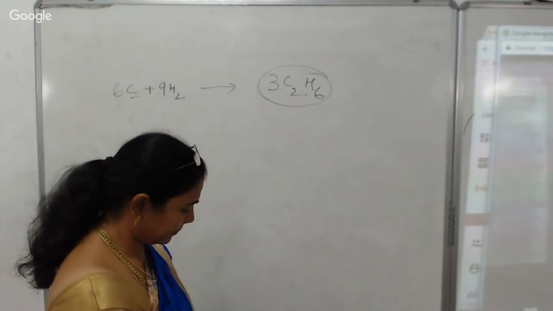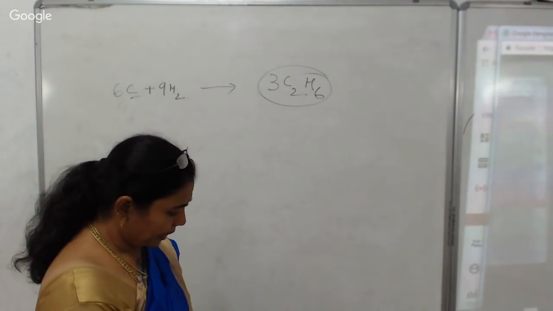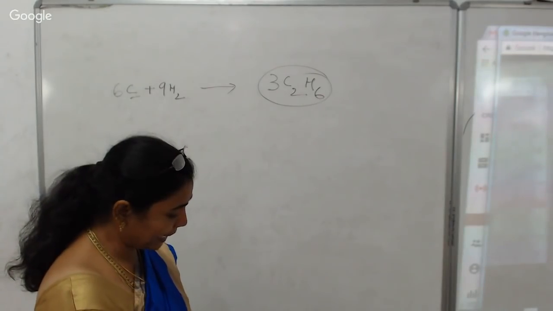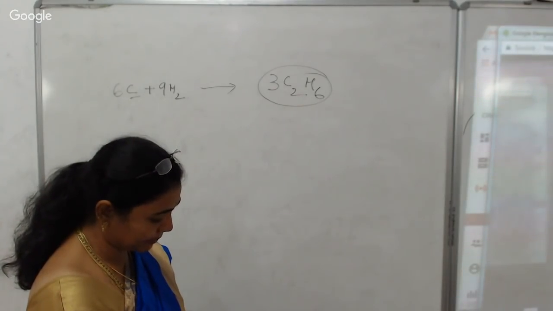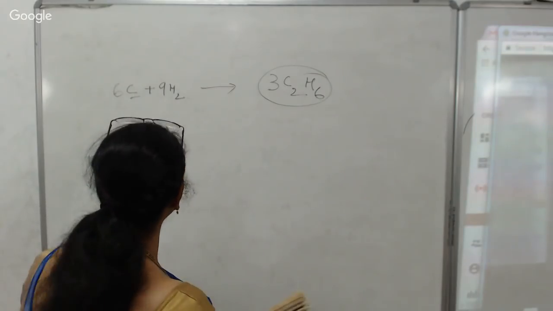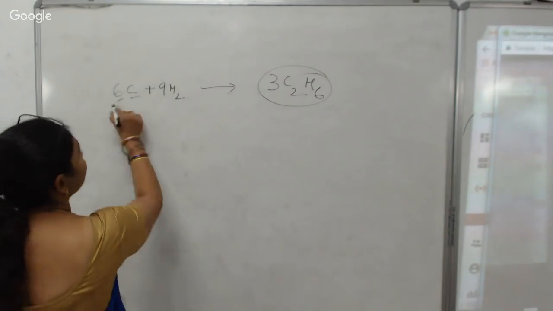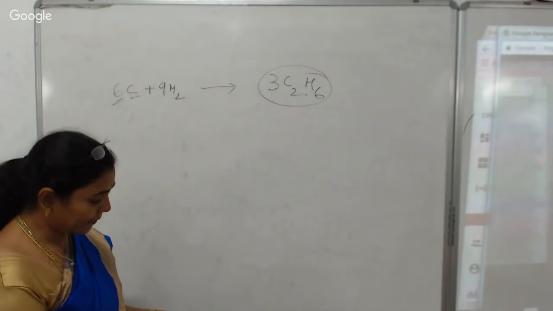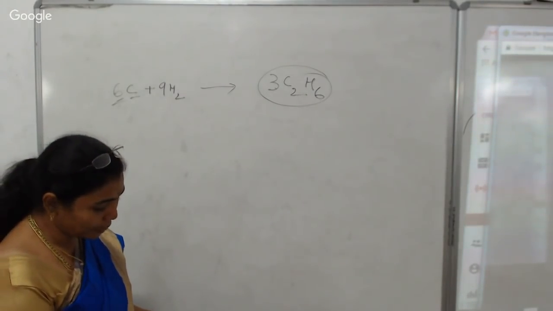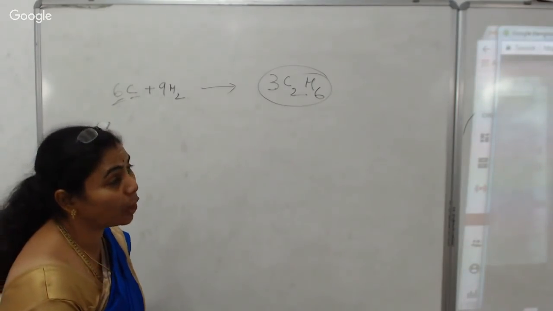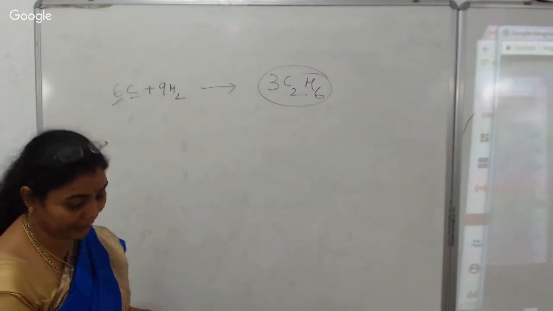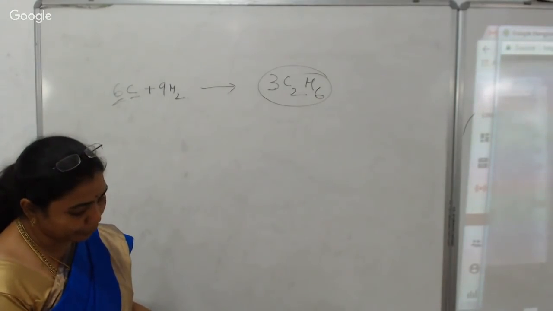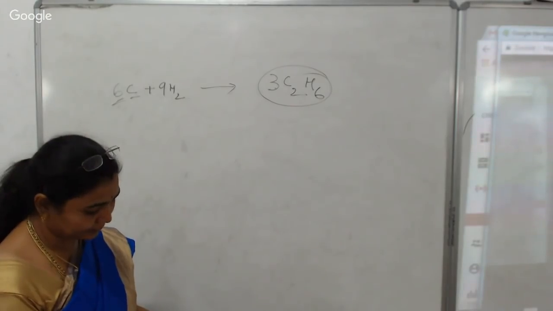Now, first one. In 3 moles of ethane, calculate the following. First one is the number of moles of carbon atoms. How many moles of carbon atoms are there? 6. Okay, the first one's answer is 6. Second one, number of moles of hydrogen atoms. It is not given as molecules; atoms is given, so it is 18. Right?